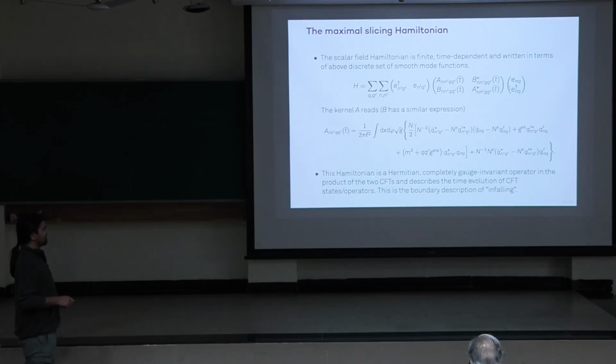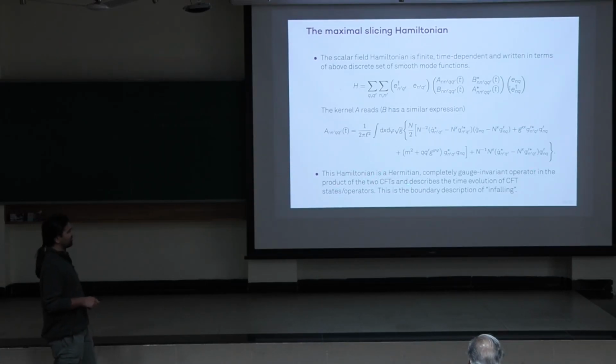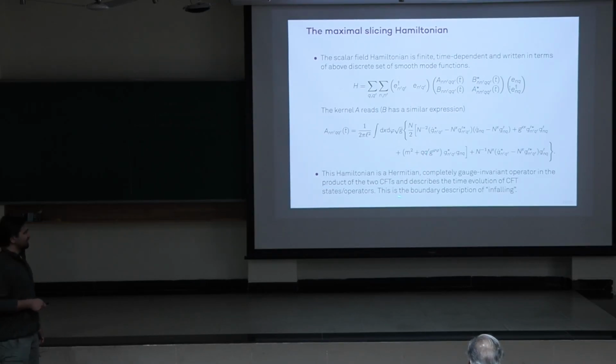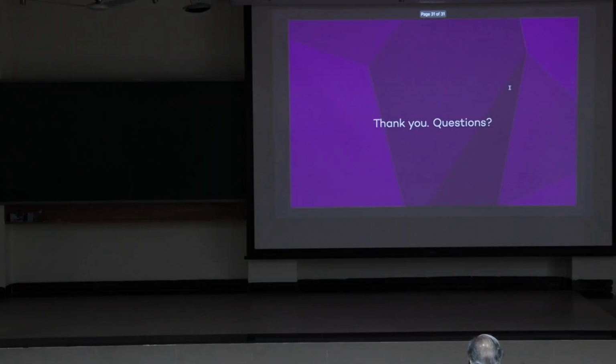This Hamiltonian is Hermitian by construction. It's a completely gauge invariant operator in the product of two CFTs. And it describes time evolution of CFT states and operators in this time, and therefore it's the boundary description of infalling. So yeah, that's my slide.